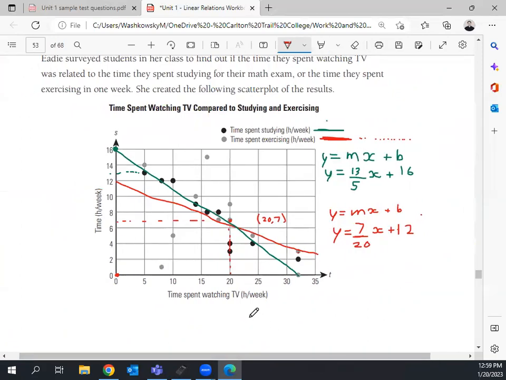So again, once you have a straight line on a scatter plot, you don't need to do all those fancy equations. You can just look at it and be like, it rises by this much, it runs by this much. You turn that into a slope.